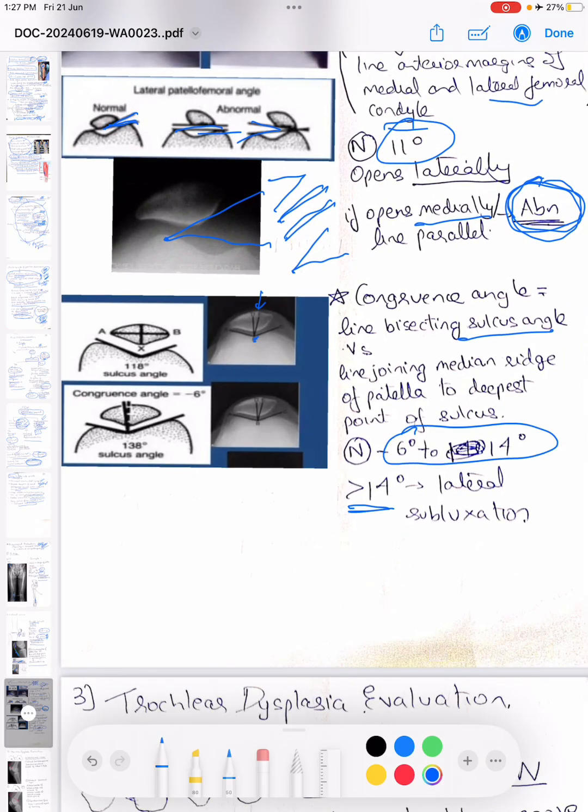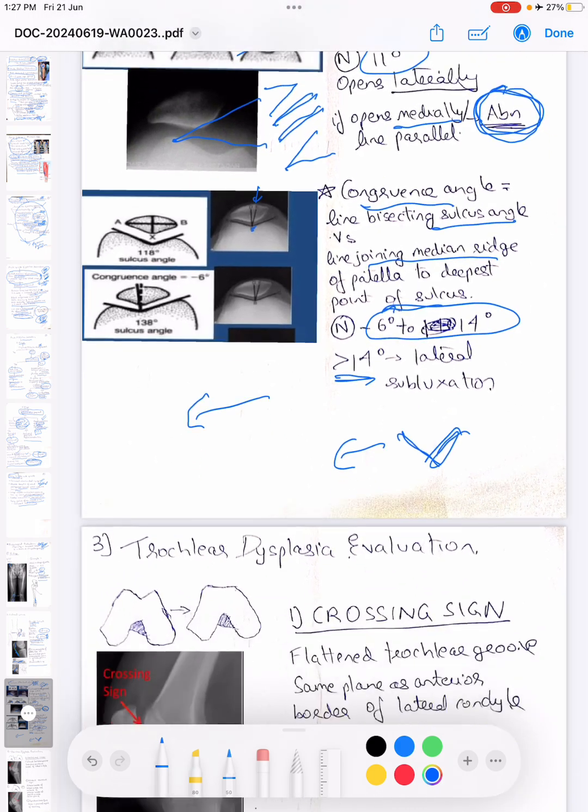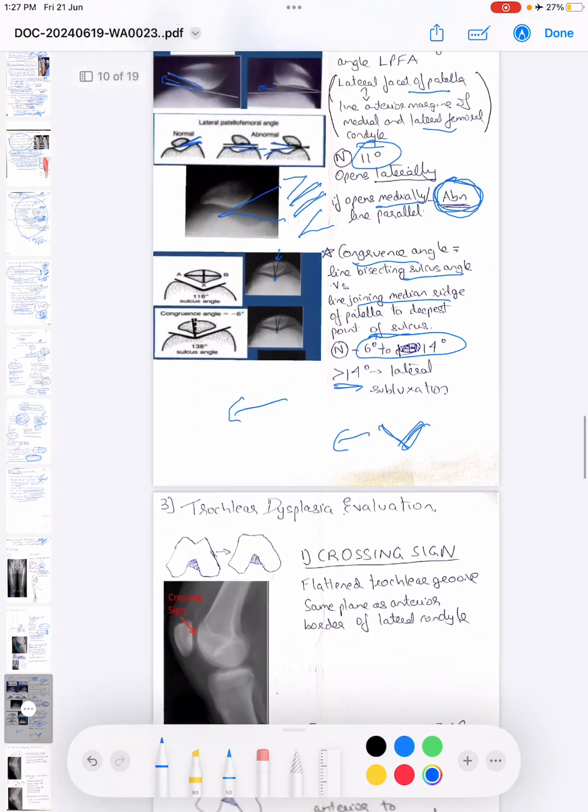If it is more than 14 degrees, that means the patella has been subluxed laterally, so the line joining the medial ridge of the patella to the deepest point of the sulcus has been lateralized, which increases the angle to more than 14 degrees. So this is what you observe in a case of acute recurrent patellar dislocation on the Merchant view, right?